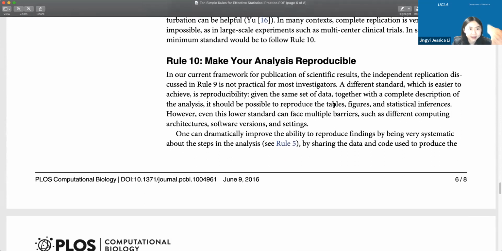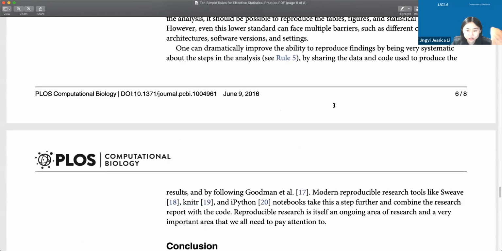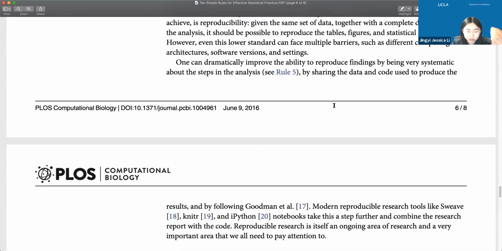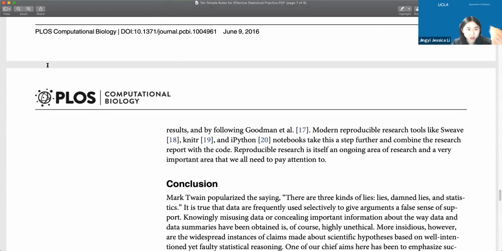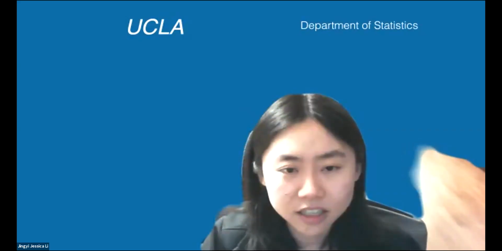Okay, rule 10, make your analysis reproducible. This is about the habit of writing scientific papers. Every scientific paper has a method section and a supplementary file. Those are the places for you to write out how you did your analysis in detail. Because if readers want to replicate your analysis, they will check those parts to make sure they can follow your code to reproduce your figures. Now we have R Markdown or IPython notebooks for reproducibility coding. Okay, so these are the 10 rules.